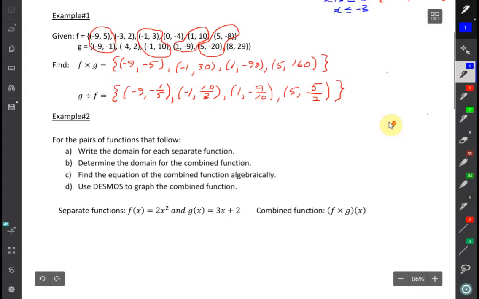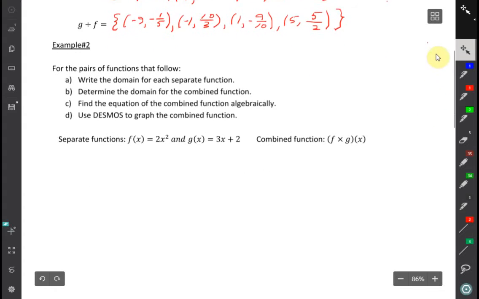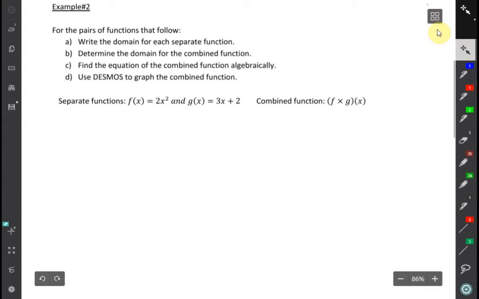Now we're going to look at combining these functions algebraically. In this example, we have two functions, f at x and g at x, and we're going to be finding their product. There's a few things I want you to keep in mind as we go through. Once again, one of the keys is the domain, because the domains have to overlap. So the first item will be to write the domain for each separate function. Then we're going to determine the domain for the combined function. We're going to find the equation of the combined function algebraically. And finally, we're going to graph it using Desmos so we get a sense of what it looks like.